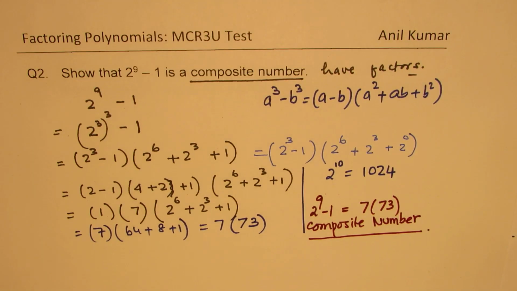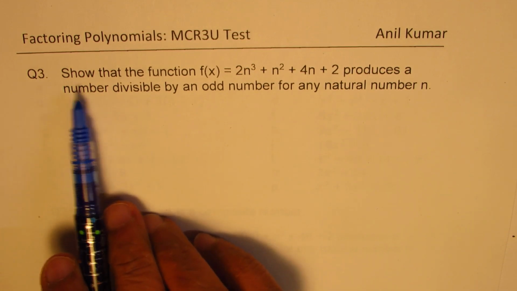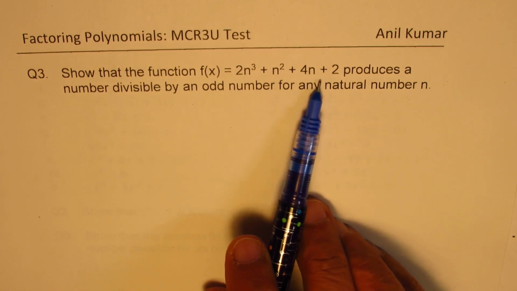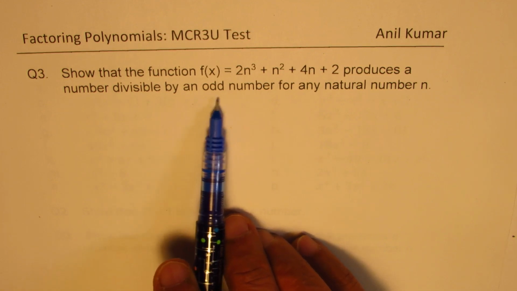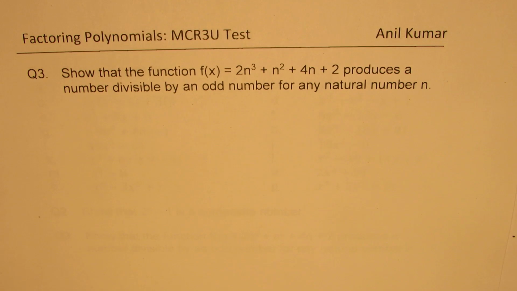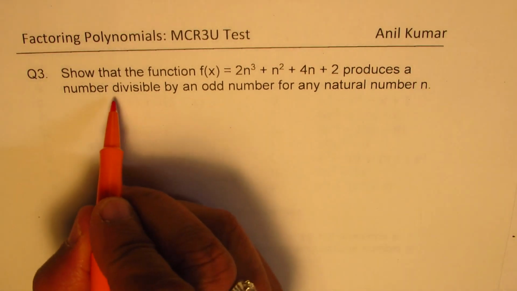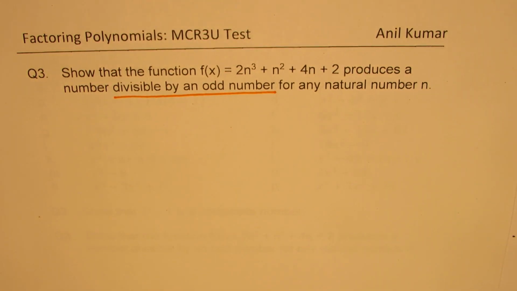Perfect. So now we have almost come to the end. Let us look into the last question, question number 3. Show that the function f of x equals 2n cubed plus n squared plus 4n plus 2 produces a number divisible by an odd number for any natural number n. So here I've done some correction. Earlier we wrote a wrong question here. So produces a number divisible by an odd number. That is kind of important to understand, right?